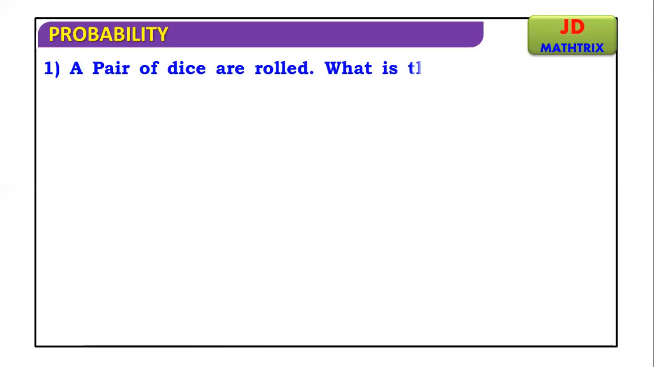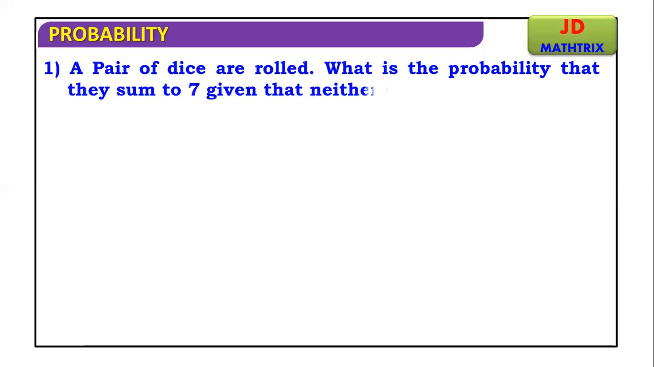The first problem: a pair of dice are rolled. What is the probability that they sum to 7, given that neither die shows a 2? So we have to use the conditional probability concept here. There is a pair of dice rolled, therefore n of S is equal to 36.